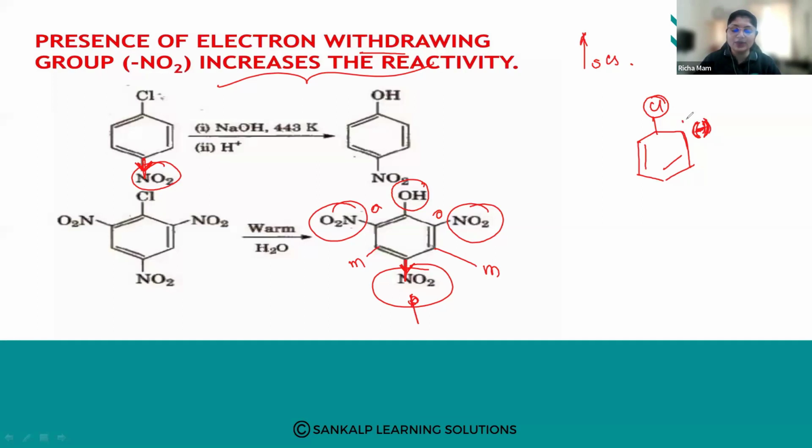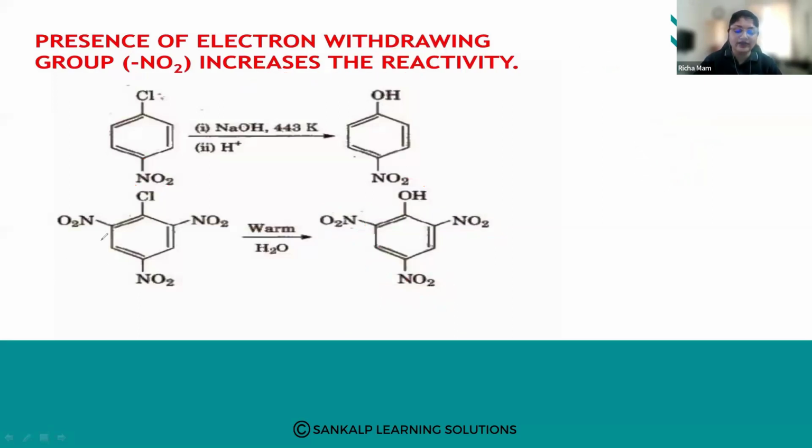What will happen with respect to the halogen if the substituent is stabilized by the nitro group? With respect to this negative charge, your nitro group will be more stabilizing, so this increases your reactivity. If the nitro group is present at meta position, it will not stabilize the negative charge. But if the nitro group is present at ortho and para position, the negative charge can be stabilized, and thus it will increase the reactivity. This is the effect of the electron withdrawing group.